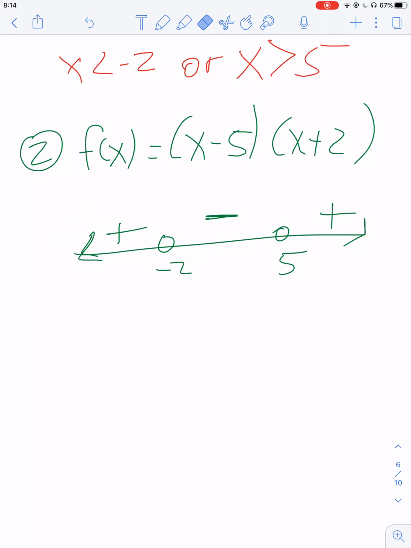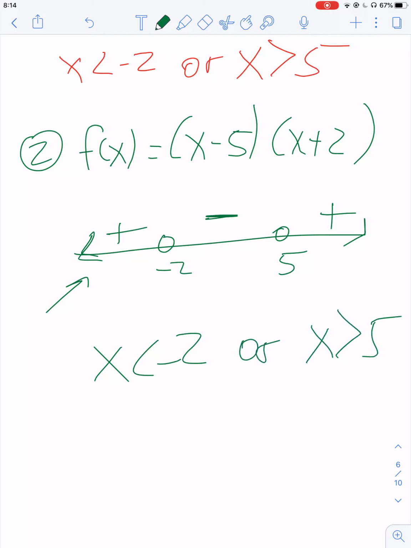So when is your function positive? Now use the number line to guide you. My function is positive, looking over here, as long as my x values are less than negative 2, or if my x values are greater than 5.